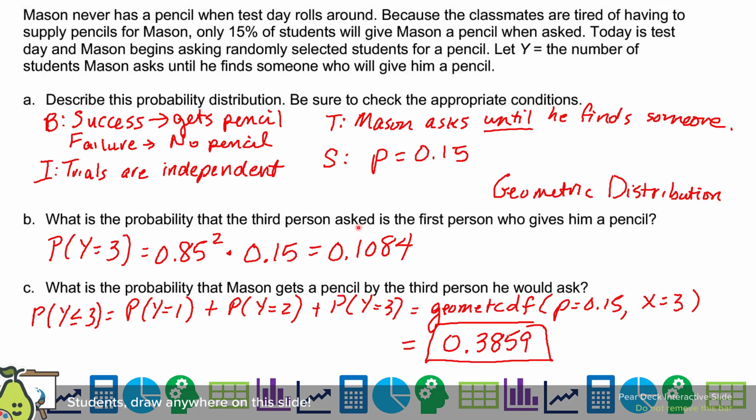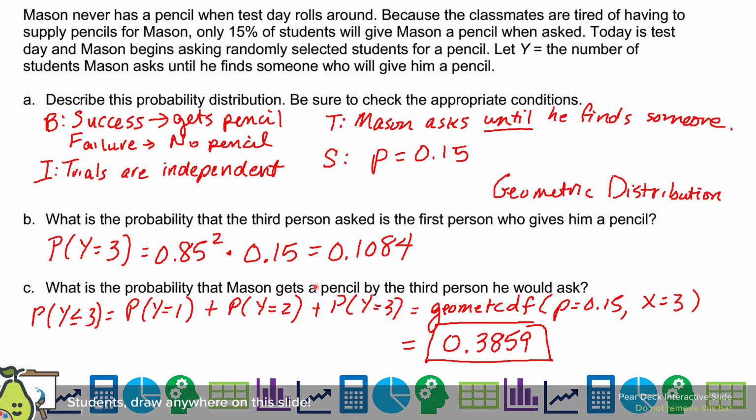So what is the probability the third person he asks is the first person who gives him a pencil? Well, that means he's going to fail twice. Poor Mason. 0.85 squared times 0.15. He's lucky, and it's 0.1084.